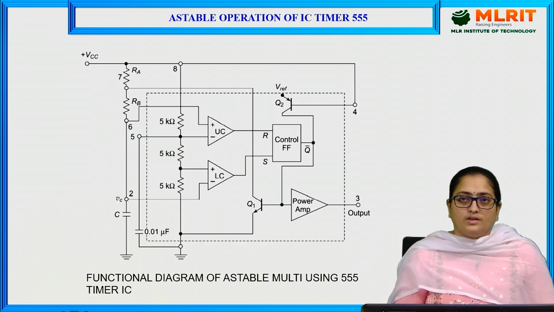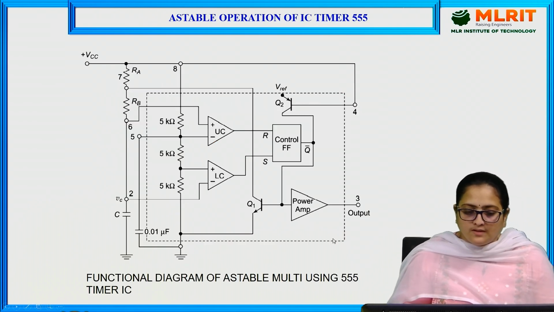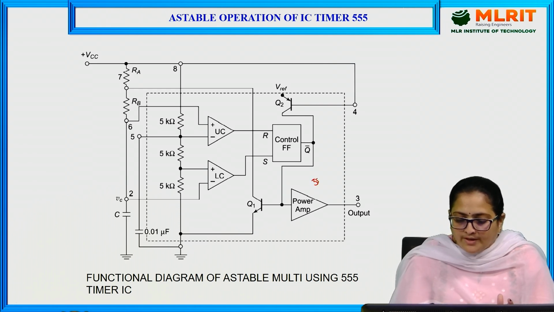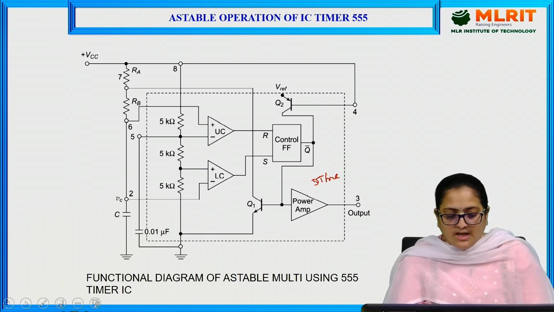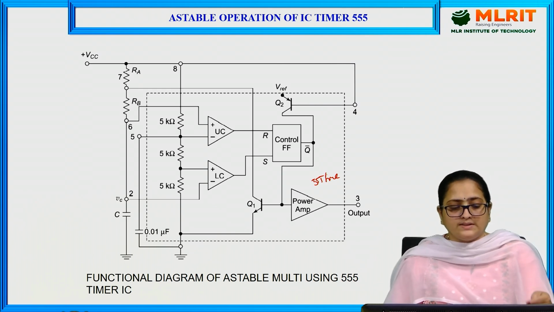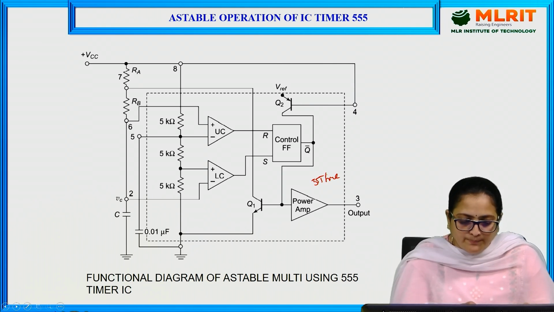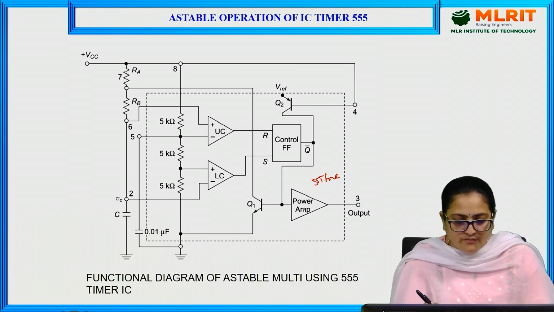So here, the circuit in the dotted square box is a simple 555 timer IC internal circuit diagram. The external parts are RA, RB and C. Only these three external parts have been connected to the internal circuit of a 555 timer here. Here, the same thing, the comparator. Here we are using two comparators, one RS flip-flop and one power amplifier.